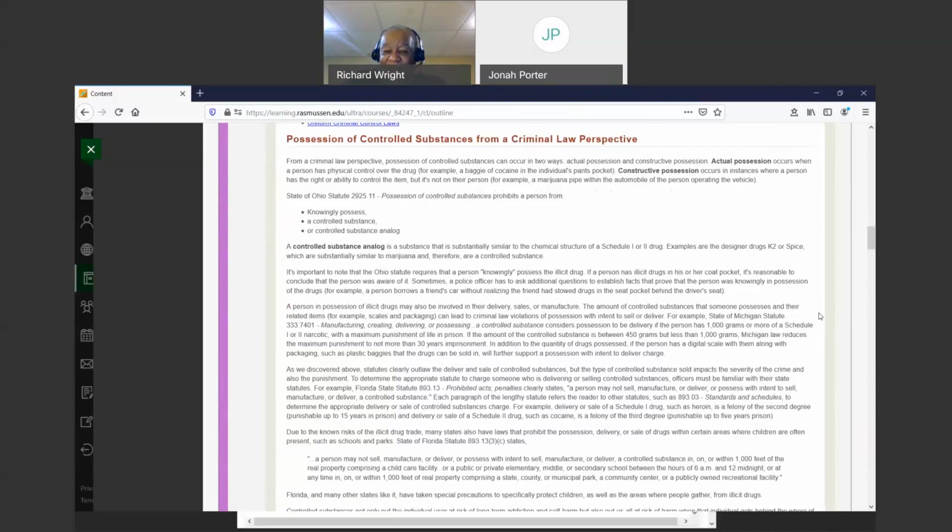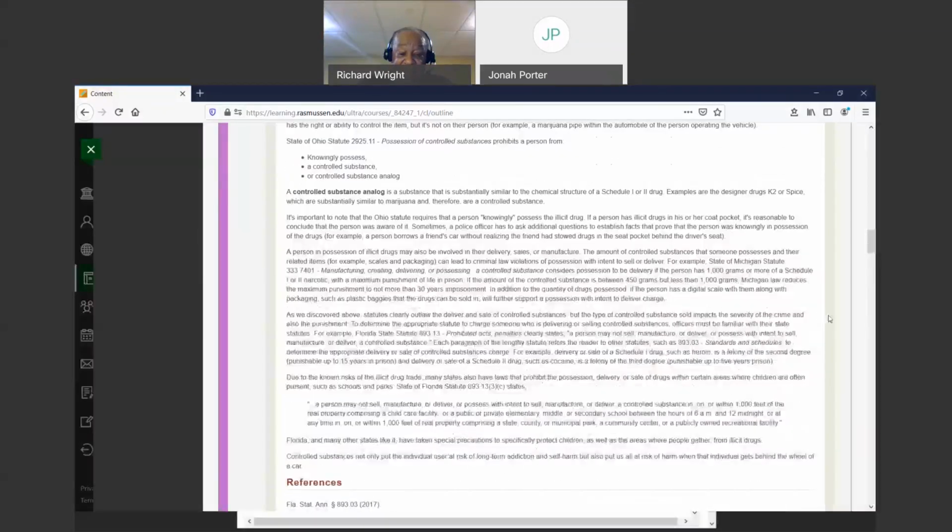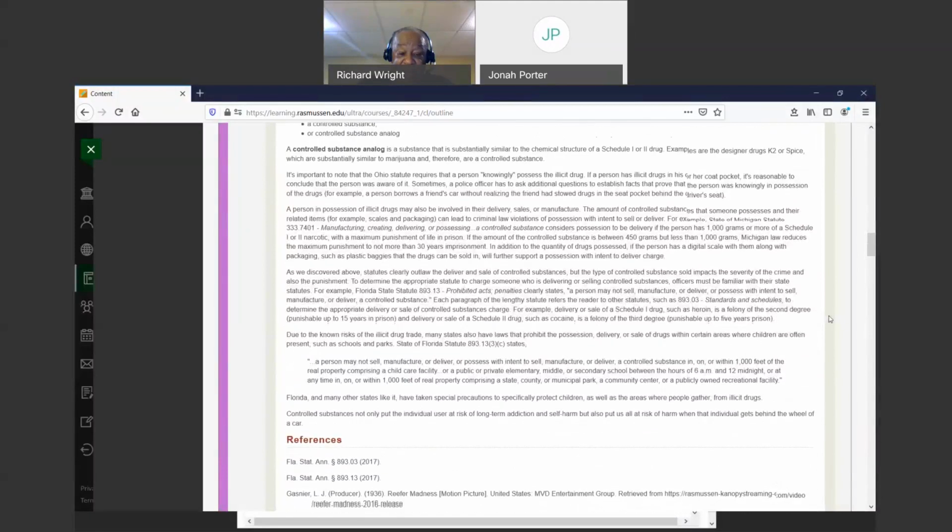And like I said again, it's very harsh when you get to a large quantity, for example, the way Michigan has it, beyond 450 grams. And so look what it says. Michigan reduces the maximum punishment to not more than 30 years imprisonment. But that's again based on a dealer quantity. And you'll see that time again, like in Florida and so forth.